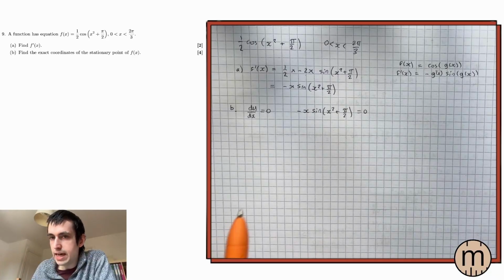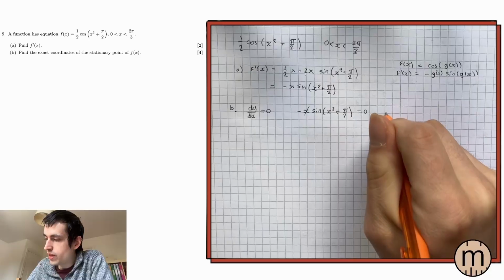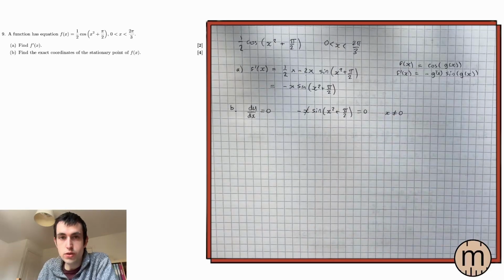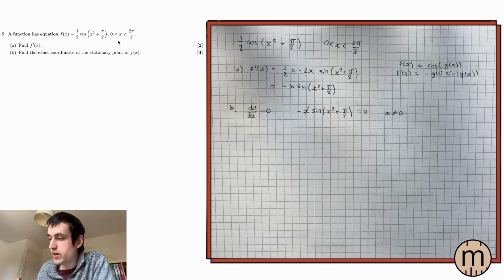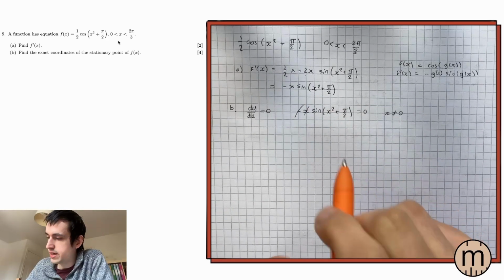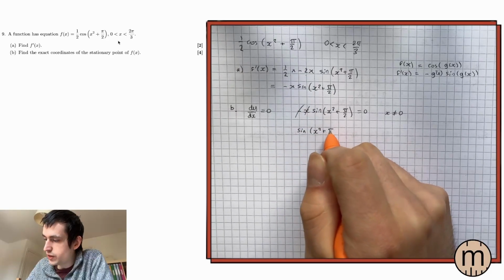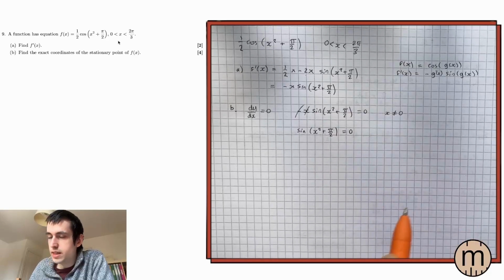Can we divide by x? We actually can, because we know that x is not equal to 0. According to the question, x is bigger than 0, so there's no problem dividing by it. We can also divide by minus 1, because that's not helping us out here. So that means that sine of x squared plus pi over 2 is equal to 0.